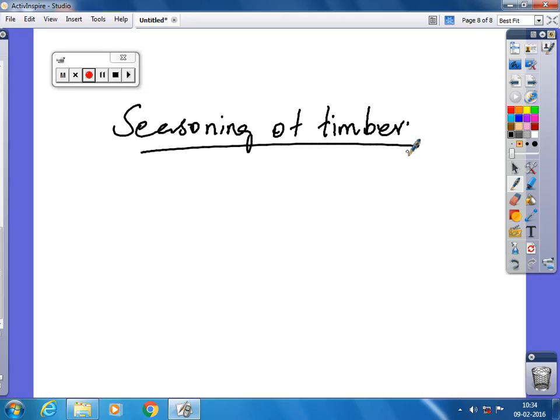When the wood is used as a structural material, it is called timber. Note this down somewhere in the beginning of the notes. Timber structures: when the wood is used as a structural member, it is called timber.